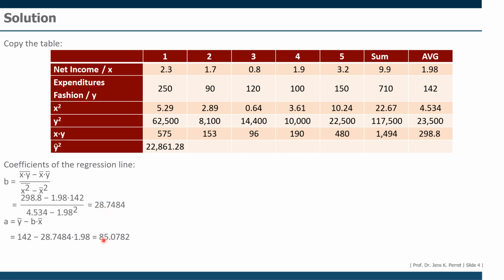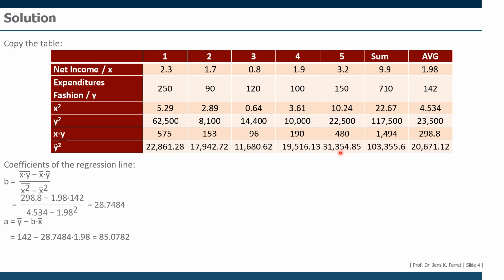28.75 plus 85, 0.8 times 28.75 plus 85, 1.9 times this plus this, 3.2 times this plus this, and all of the results squared at the end, giving me those 5 values.